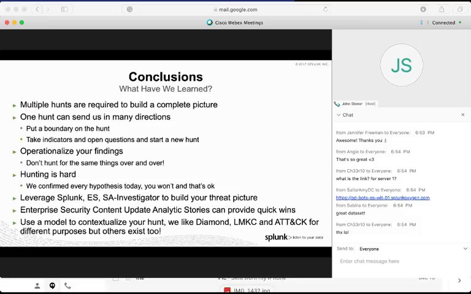Take the indicators that you found from your previous hunt and the open questions that you have, and then start a new one. Bound the existing hunt, come to a conclusion, refute or confirm your hypothesis, and then start a fresh hunt, maybe taking the things you learned previously or other pieces of stimuli, and go from there. Operationalize those findings. Don't keep hunting the same thing over and over again.